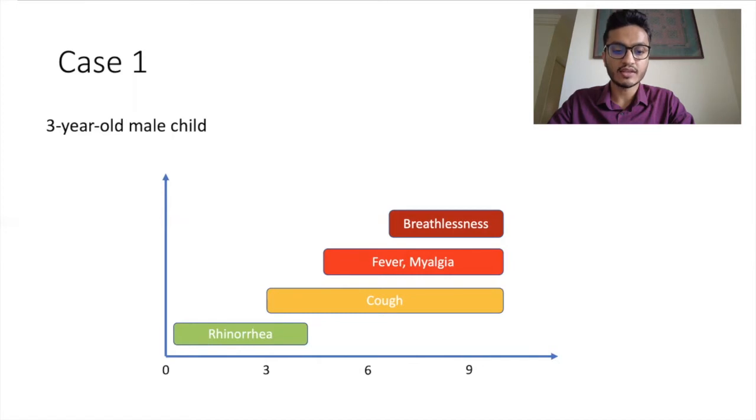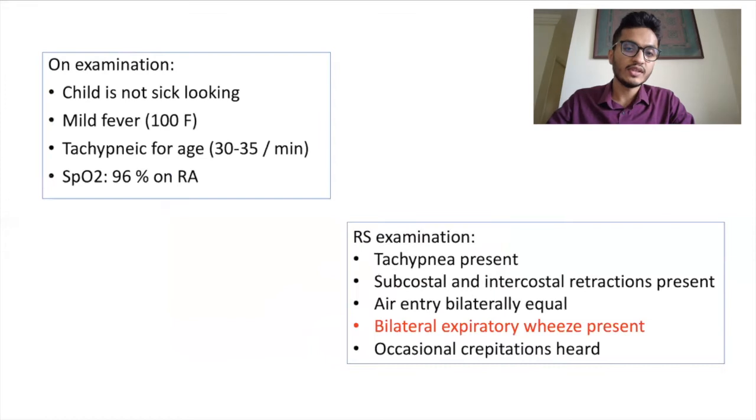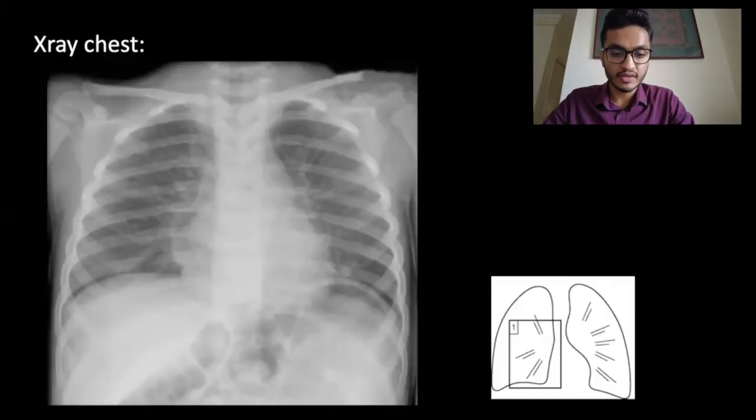A 3-year-old child is presented with rhinorrhea, which is followed by cough with fever and myalgia and with acute onset breathlessness. You see the child is not very sick looking, has mild fever of around 100, is mildly tachypneic for age, maintaining saturations on room air. On examination, you find that there is some amount of tachypnea present, air entry is bilaterally equal, however, there is bilateral expiratory wheeze heard. This is the X-ray of the child. As you can see, there is bilateral perihilar infiltrates.